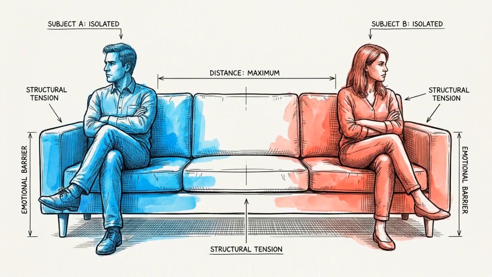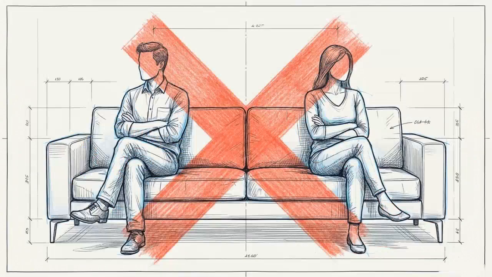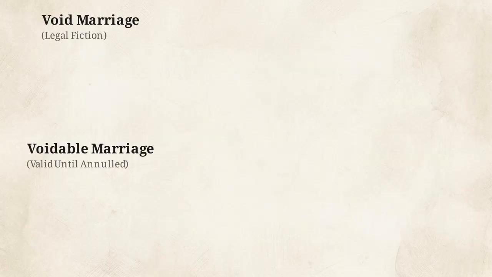You cannot annul a voidable marriage simply because the relationship deteriorated. General marital unhappiness, infidelity, or a gradual breakdown of affection are entirely irrelevant here. To erase the marriage, you have to prove a specific formation defect.